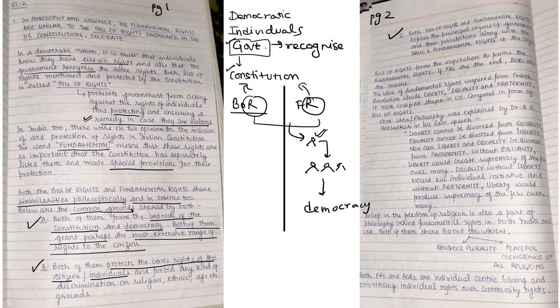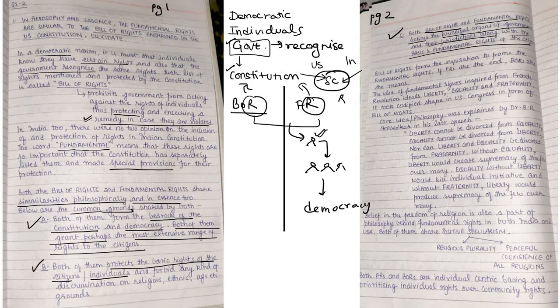The third similarity is that both the Bill of Rights and fundamental rights define the principal organs of government and the jurisdiction along with the basic and fundamental rights of citizens. We all know, whether it's the US or India, the Supreme Court is the place where, if your rights are violated, the person knocks on the door of the Supreme Court. Right? So both the Bill of Rights and fundamental rights give you the principal organs of the government which will protect your rights. Okay.